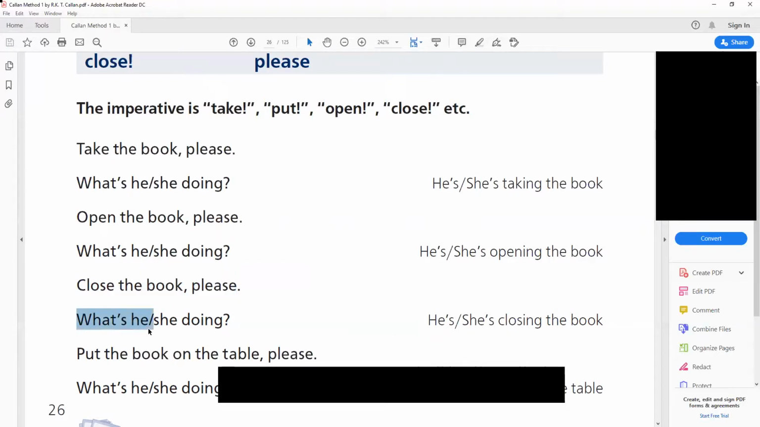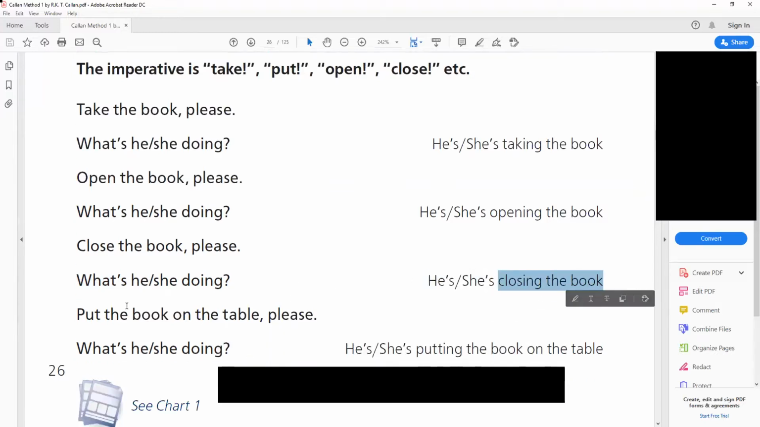Close the book, please. What's he doing, Rafael? He's closing the book.